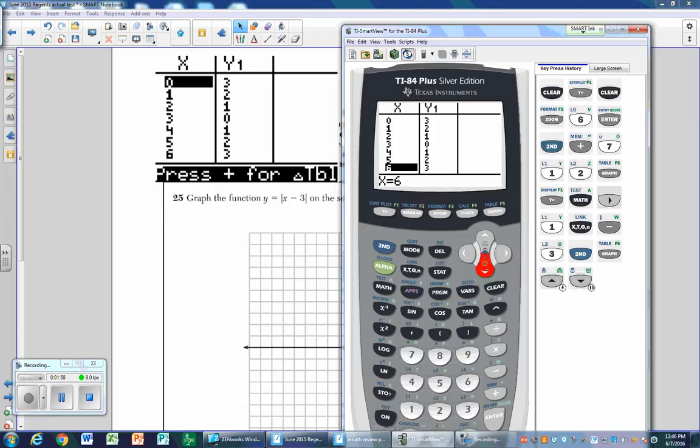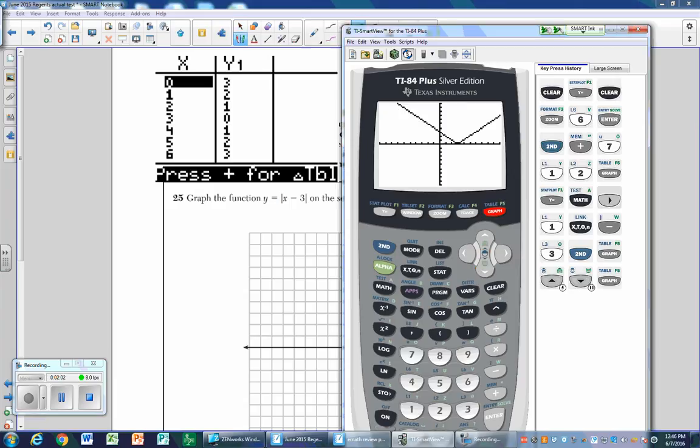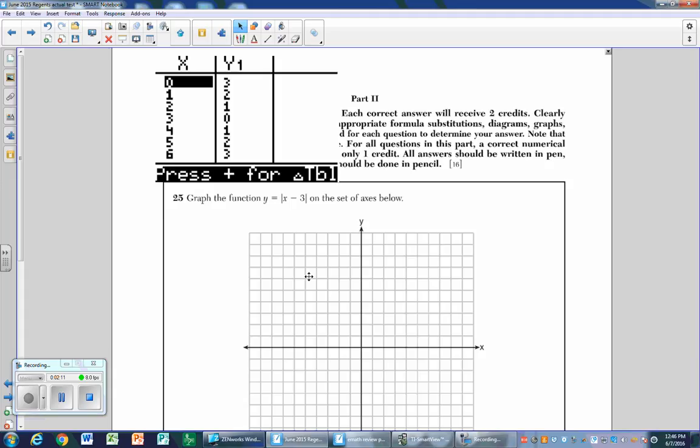Now here's something else. While this is here, we're just going to hit graph, and we can see that it bounces off 1, 2, 3. It bounces off the 3 for x, so that's why we want that to be in the center of our table. So we just graph it. I'm going to hit pause here.